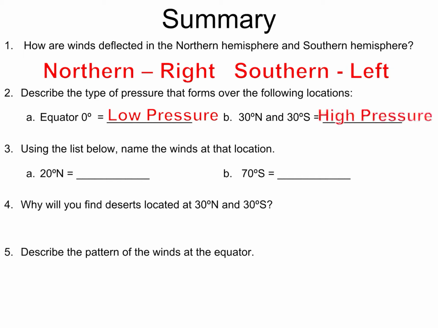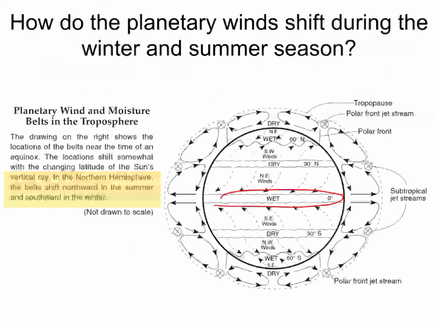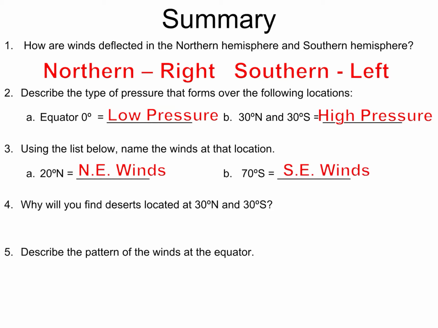Using the list below, name the winds at that location. So at 20 degrees north, you're going to fall in here, right? Well, that's a northeast wind because the wind is coming from the northeast, right? And at 70 south, that was a southeast wind.